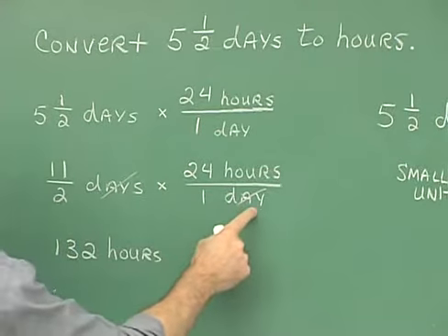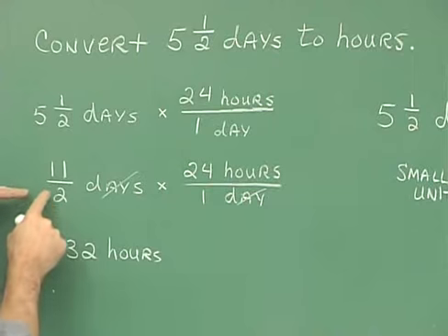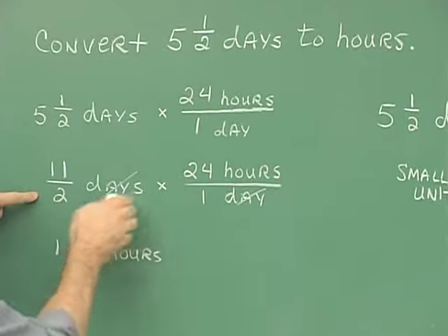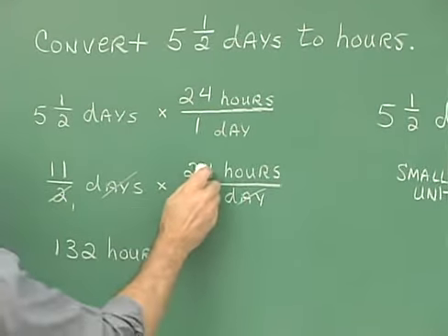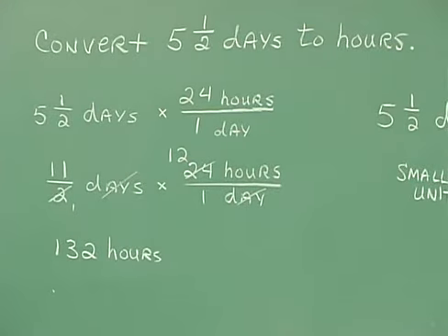The days canceled, and so our unit is going to be hours, as we expected. And 11 over 2, the 2 will cancel with the 24. 2 into 2, 1. And 2 into 24, 12. And then 11 times 12 turns out to be 132. So 5.5 days is 132 hours.